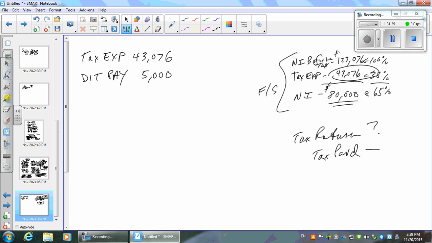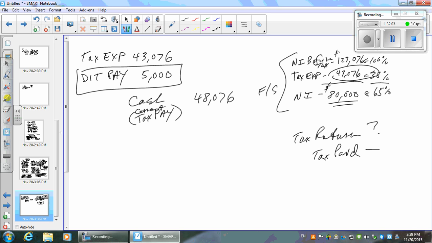How much tax must they have paid? Really, at the time, they probably would have gone to income tax payable, current income tax payable, versus deferred. So this would be the current tax payable. But later, they pay it, so it'd be cash, right? So that must have been $48,076. What this means is that's the tax paid with the tax return.